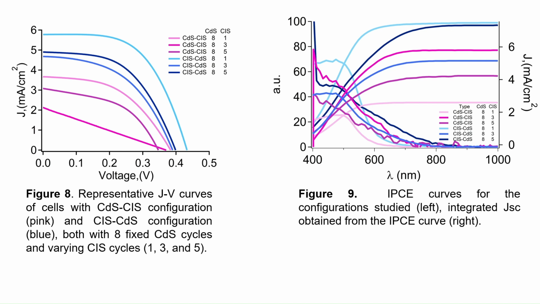For voltage, it can be seen in Table 1 that it is decreasing a little, which can also be seen in the JV curves in Figure 8, which could indicate recombination problems. Being the best sample of this configuration with one cycle of CIS with an efficiency of 0.69%.